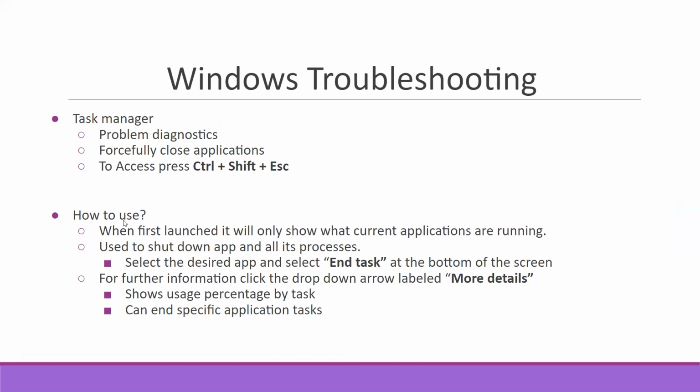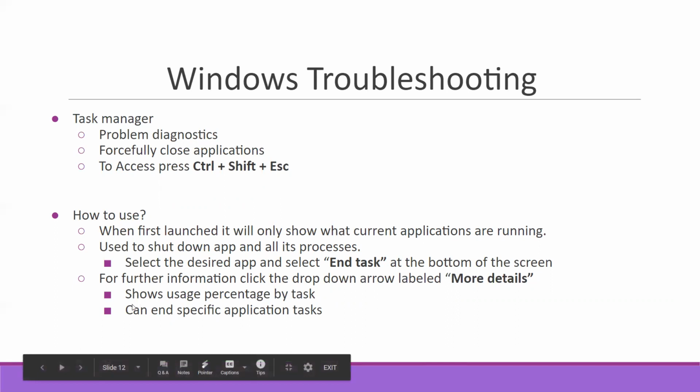So how to use it? When you first launch it, it will only show what current applications are running. But there are, like I said, various tabs at the very top. Use it to shut down an app and all its processes. Select the desired app and select End Task at the bottom of the screen. For further information, click the drop-down arrow labeled More Details, and this will show usage percentage by task, and you can end specific application tasks.